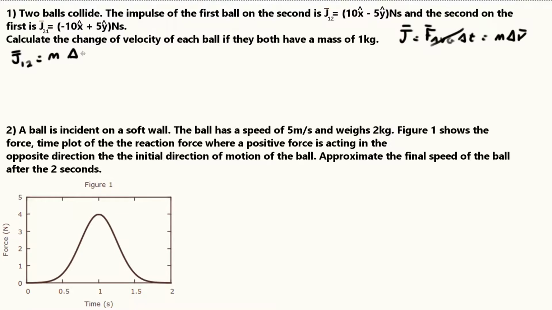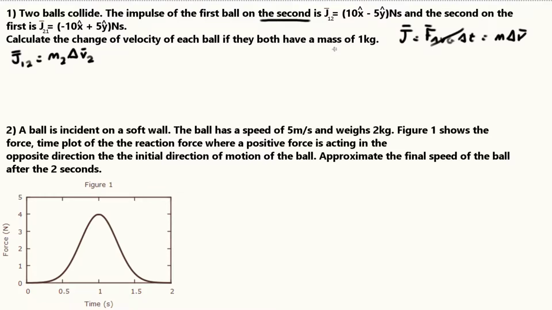times the change in velocity. But which ball's change in velocity and which ball's mass? J12 is the impulse of the first ball acting on the second, which means that the ball that's going to feel the effects of this impulse is going to be the second ball. And so we're going to say m2 and velocity 2.